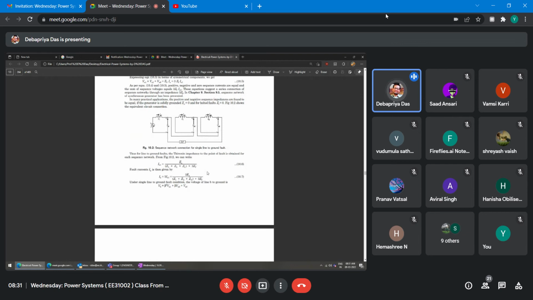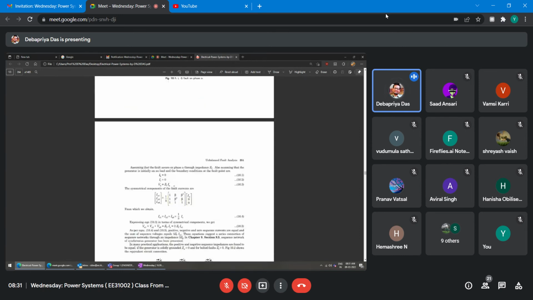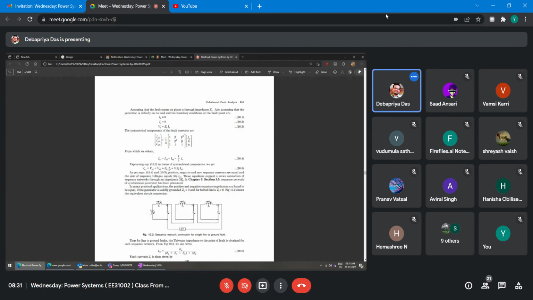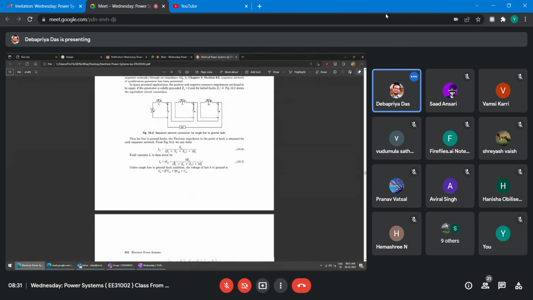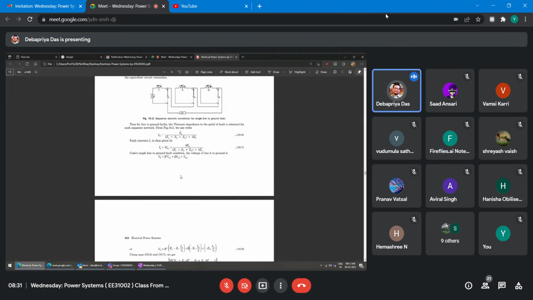For a synchronous generator, IA1, therefore from this circuit, will be EA divided by Z1 plus Z2 plus Z0 plus 3ZF. Very simple series circuit, right? And therefore IA is equal to 3 IA1. From here you have seen IA is equal to 3 IA1, right? All are equal: IA1 is equal to IA2 is equal to IA0. Therefore this is your IA.